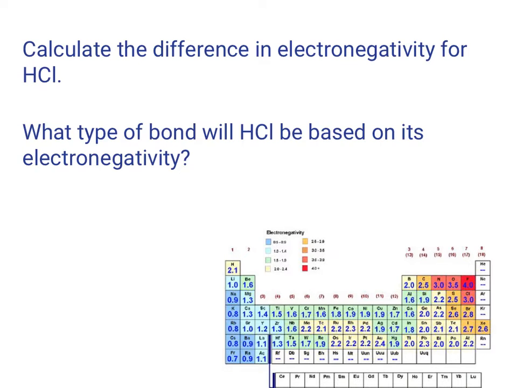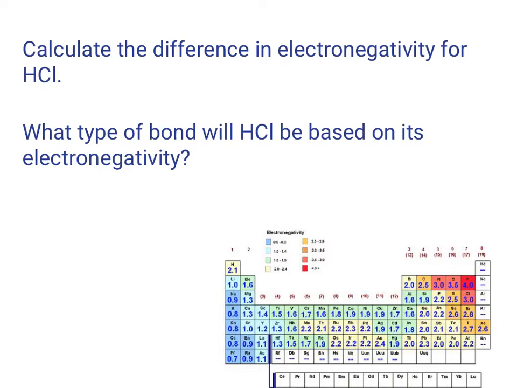Okay, so let's take a look at this first sample problem. The first one asks you to calculate the difference in electronegativity for HCl and then to determine what type of bond we see HCl make. So this is hydrochloric acid. This is going to be whether it's polar covalent versus non-polar covalent versus ionic.